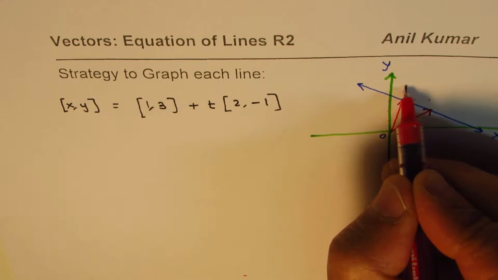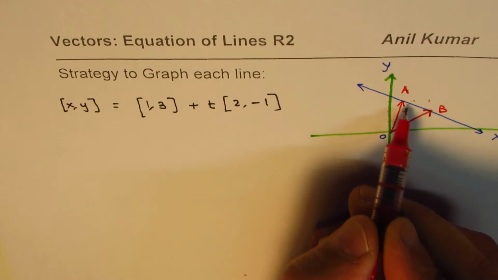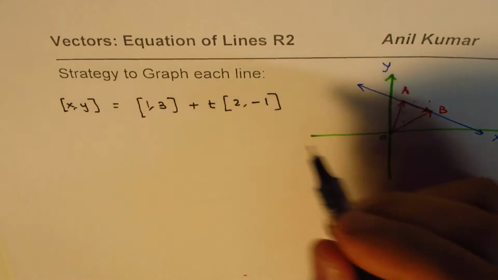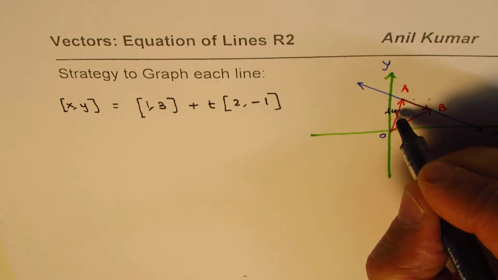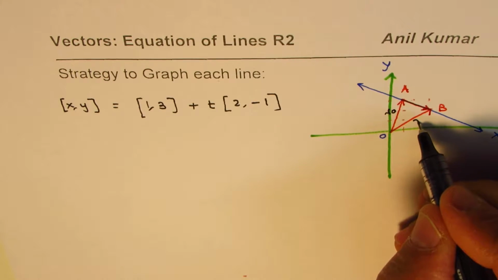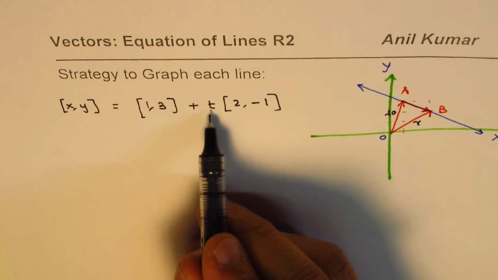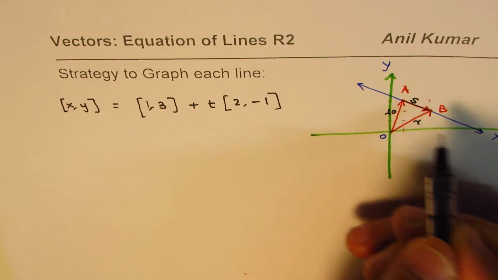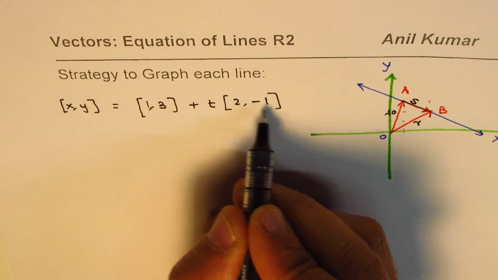Let's call this A and this B, and that becomes a triangle also. At times you may have a question to make a vector triangle from the equation which we have just drawn. So that's one way of sketching a line. I hope the steps are very clear. Normally the initial vector we call R0. The next one we call R, and this is in the direction of S, so it is 1 times 2, minus 1.